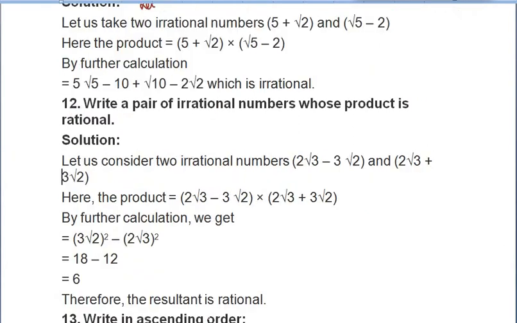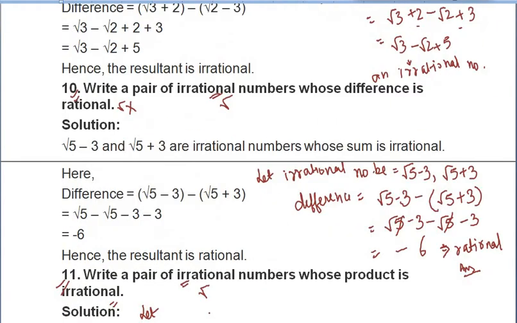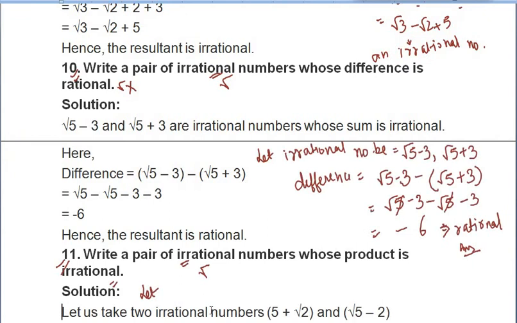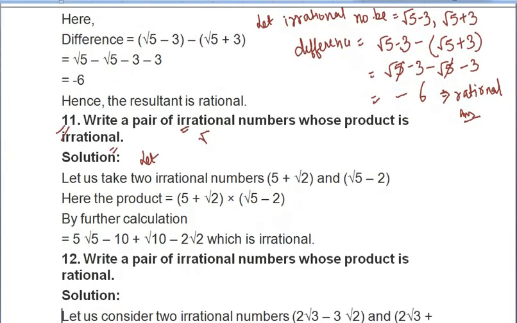Let two numbers be 5 plus under root 2 and the other number be under root 5 minus 2. Then what do we have to find? We have to find the product. So we will find out the product. Product means multiply.